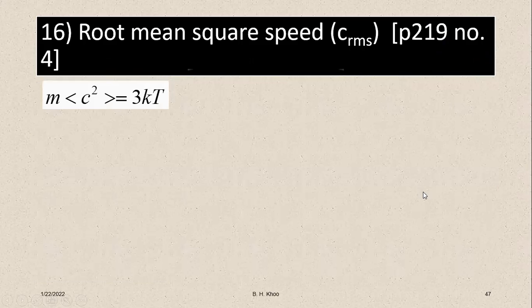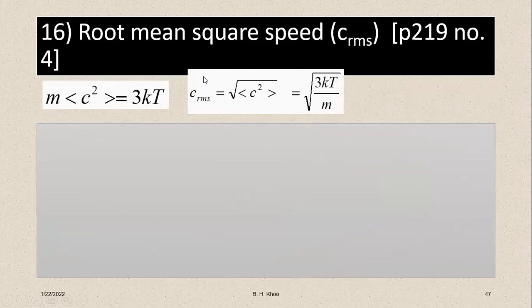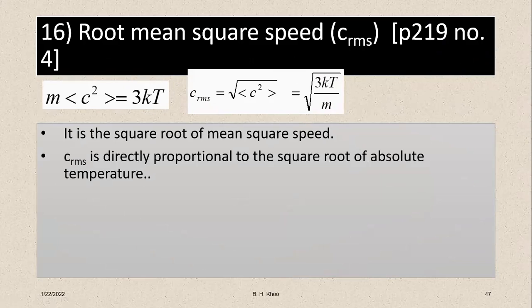Root mean square. From here, we take our m down and then square root this value, and we get this value. It's the square root of the mean square speed. It's directly proportional to the square root of T. Know how to use the equation. This tells you that if the mass is larger, the speed is smaller. Inversely proportional to root M.